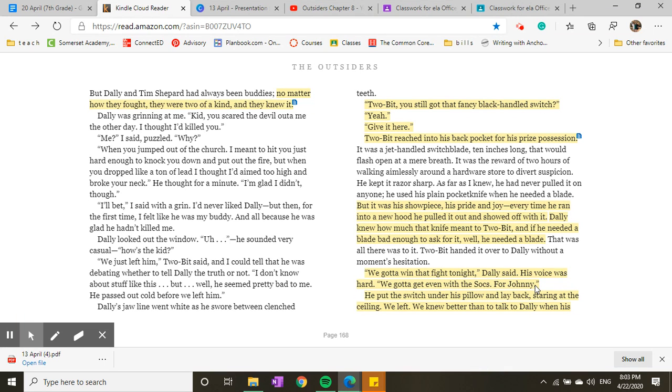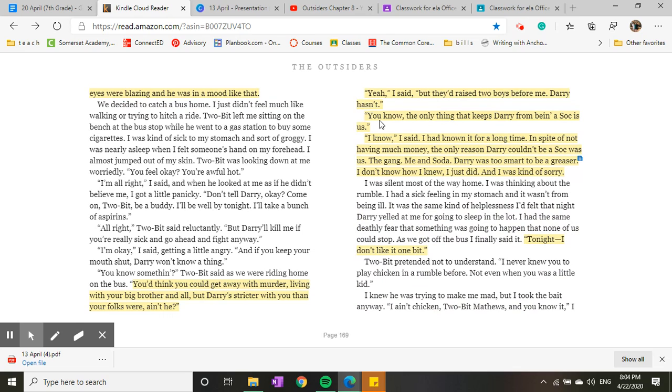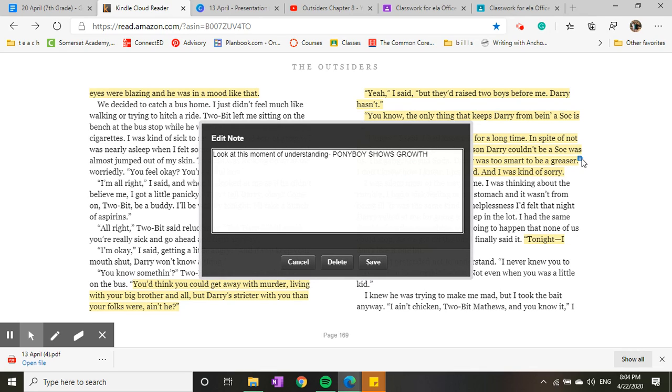And then he's going to use it for revenge, and he puts it under his pillow like he's sleeping with it. Okay. So this is a section on family.